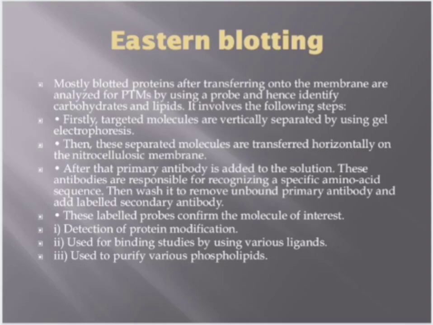So, we can conclude that different blotting is used to detect different types of macromolecules, such as Southern blotting is used for DNA analysis, Western blotting is used for protein analysis, Northern blotting is used for RNA analysis, and Eastern blotting is used for carbohydrate detection.